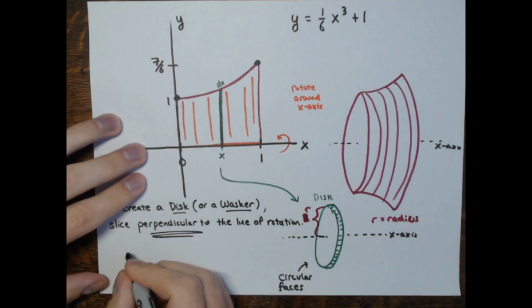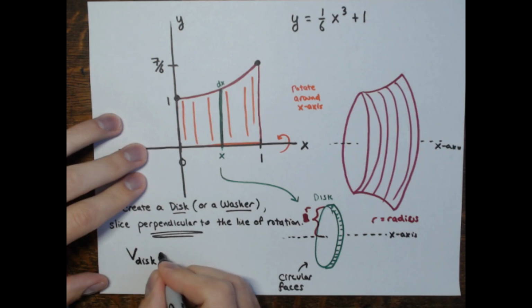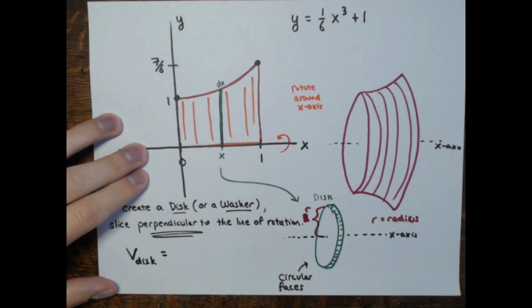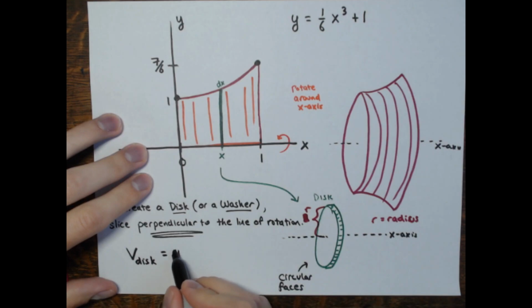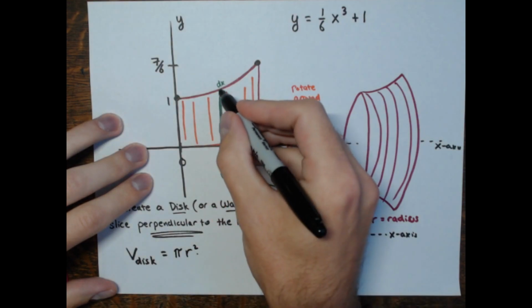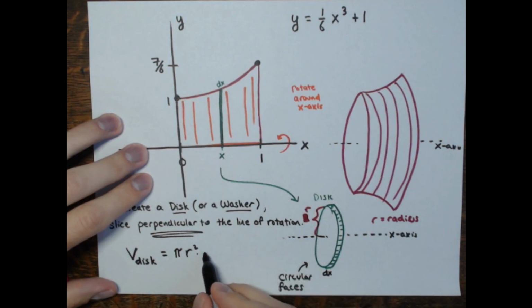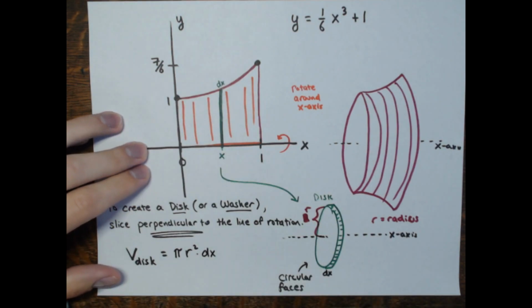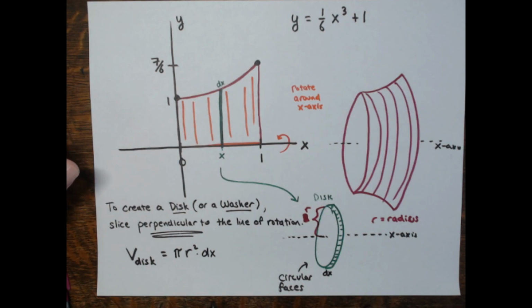And the volume of a disk, the volume of a single disk is, just like your cross sections earlier, just the area of the face. So pi times the radius squared. There's the area of the face. And then times your thickness, right? And the thickness is dx, the thickness is this little change in x here. And now all I need to do is get the radius in terms of x.